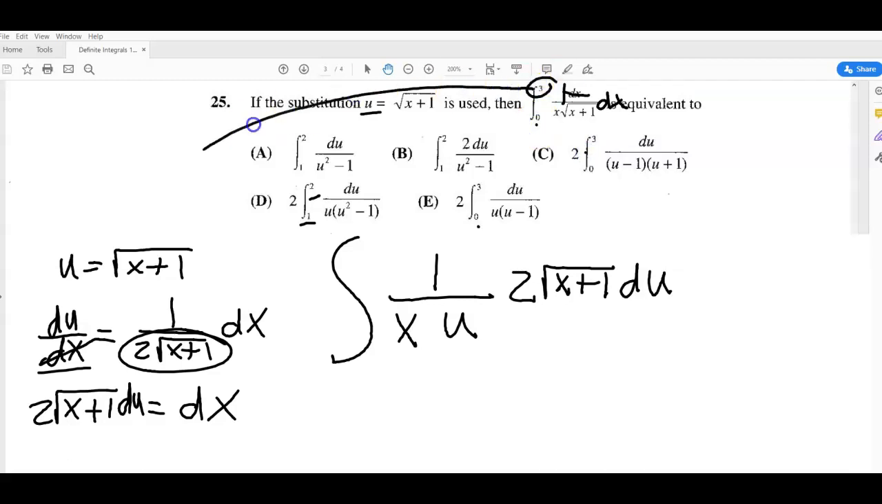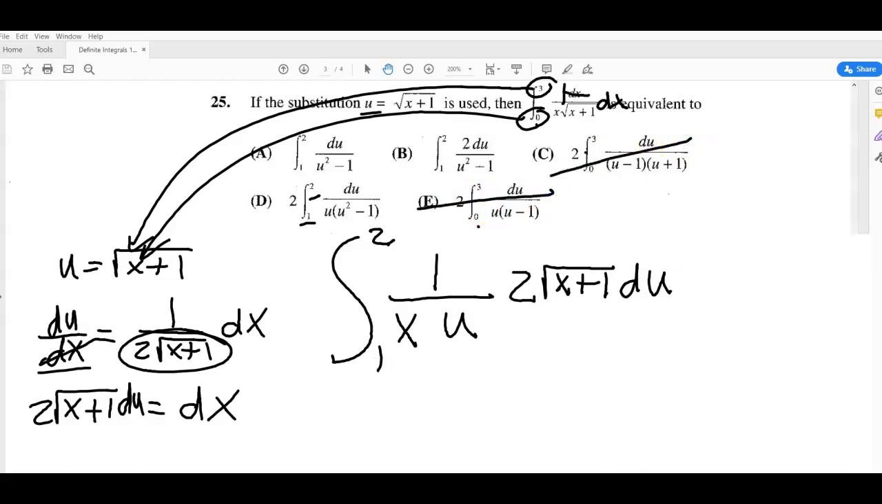So take your 3, plug it in. You get 3 plus 1 is 4. Square root of 4 is 2, so this becomes 2. Take your 0, plug it in. 0 plus 1 is 1. Square root of 1 is 1. So there we go. So we know it's not any of these ones with the 0 and 3 on them.